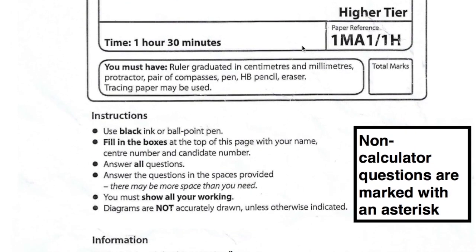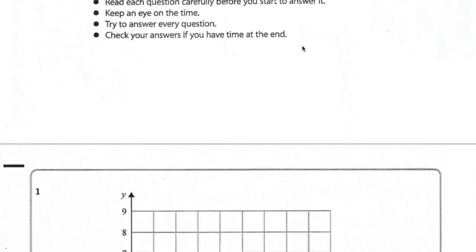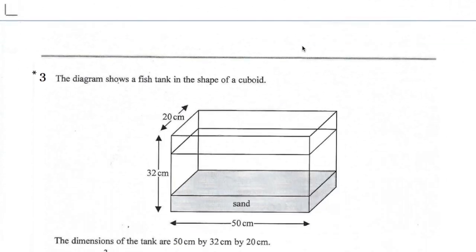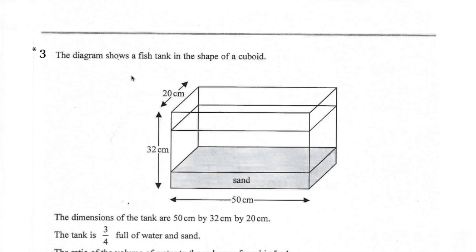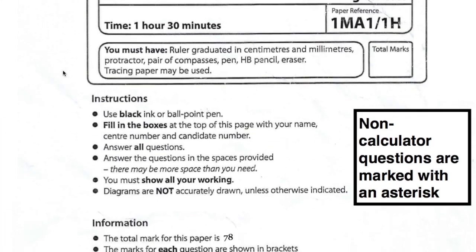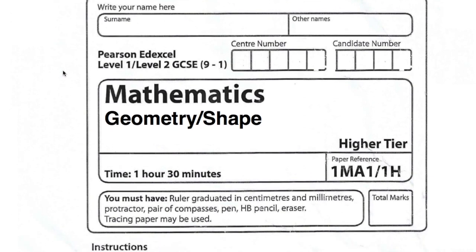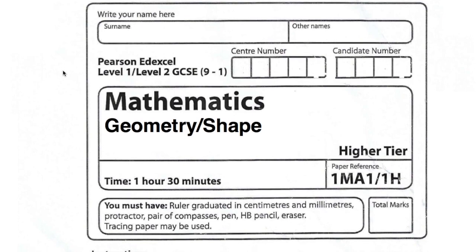And also just to note that there are some non-calculator questions in this paper which I've marked with an asterisk. So for example, question 3 is a non-calculator question, so I'll put a little asterisk there. So just keep that in mind if you're downloading this paper and having a go yourself, that some questions are non-calculator questions. And I think that was everything, so let's get straight into the questions.